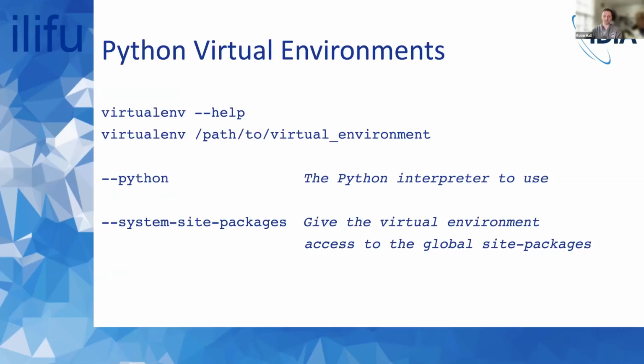So here we've got some basic virtualenv commands. Help will give you more information on the virtualenv package itself. And then you can also create an environment using the virtualenv command, and then the path to the environment is just where you want it to live. And then the Python flag will let you choose which version of Python you want to use. And the system site packages flag tells the environment basically that the packages installed on your computer, so outside of the virtual environment, will also be added to the environment.